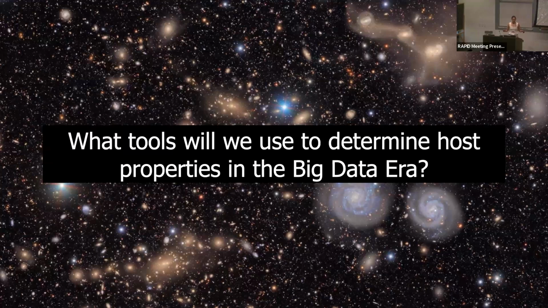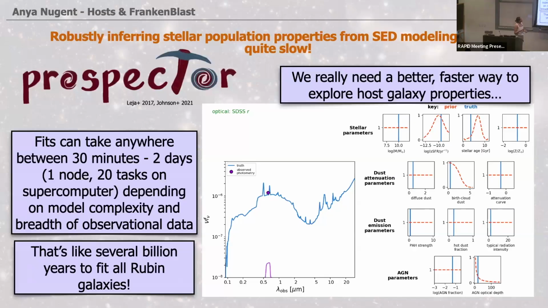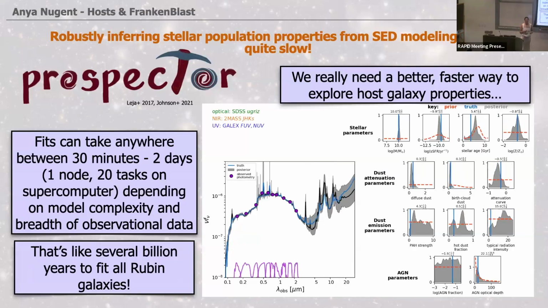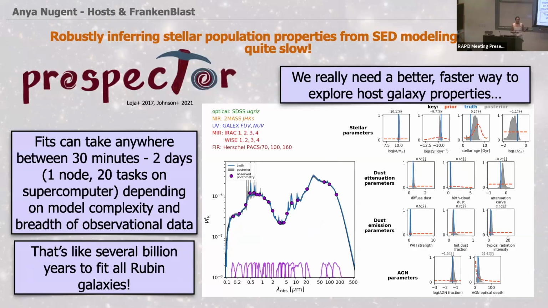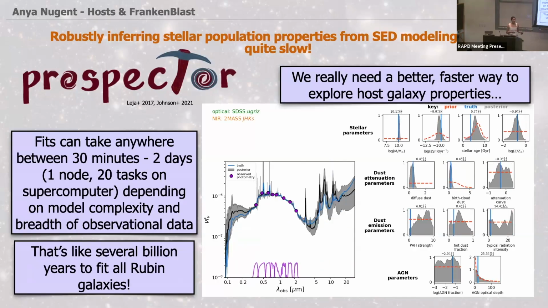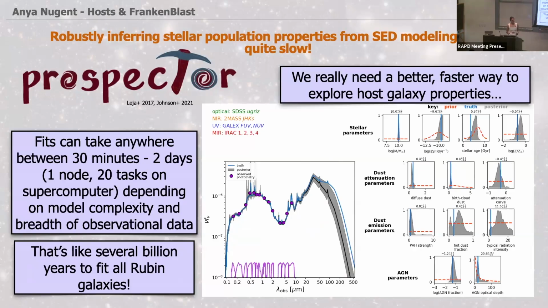Okay, so now that we have a baseline for understanding why host galaxy properties are useful to understand, what tools are actually available to us to be able to determine host properties in this big data era? As many people who have probably done host SED modeling are well aware, robustly inferring stellar population properties is often quite slow and computationally expensive.